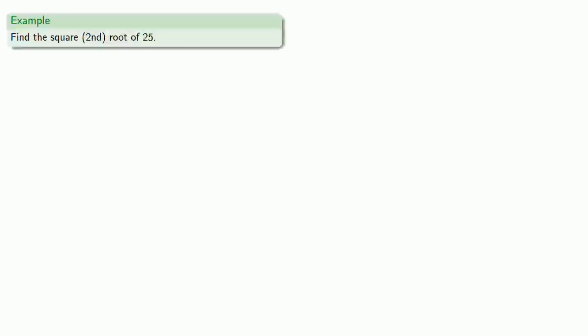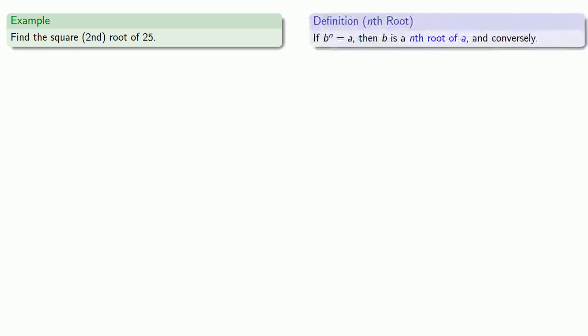So let's try to find the square, the second root of 25. So we'll pull on our definition. Remember that the nth root of a is a number where b to the power n is equal to a. So since we're not born with the knowledge of all the square roots, let's make a few guesses and see where it takes us. Is it 0? Well, we'll check it out. 0 squared is equal to 0. So it's not 0.